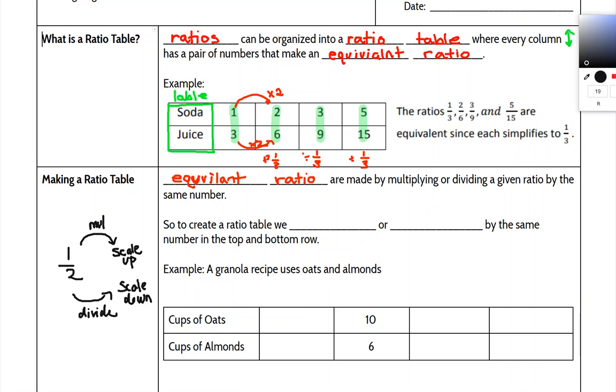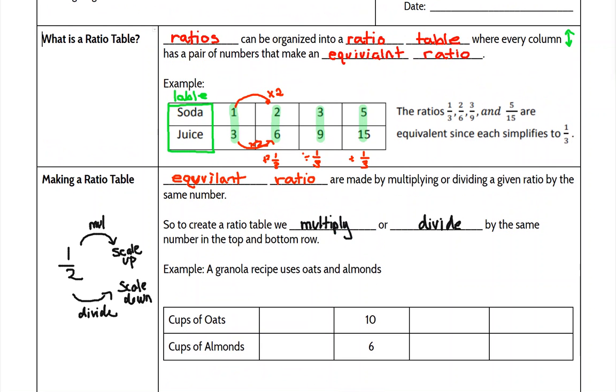Okay, so to create a ratio table, we multiply or divide by the same number in the top and bottom of the row. Let's take a look. We've got a granola recipe. Honestly, granola not my favorite, but that's okay.